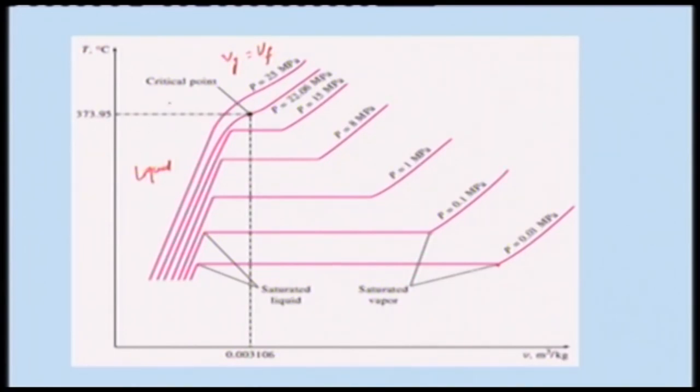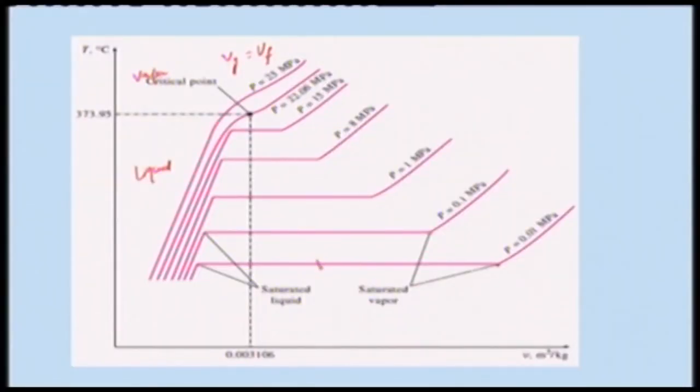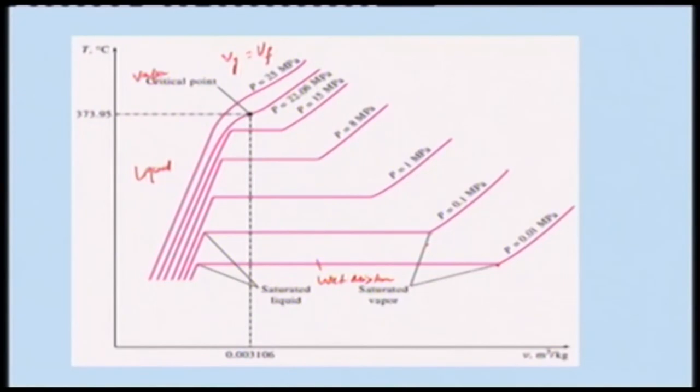If you look, this is liquid, and above this point we call it vapor, superheated vapor. And if you do that, then you will not have this wet mixture. This is known as wet mixture. Wet mixture means a mixture of liquid and its vapor, and that will corrode. We will be discussing that when we talk about steam power plants and boilers, where we will encounter these mixtures, and they cause corrosion and other problems.